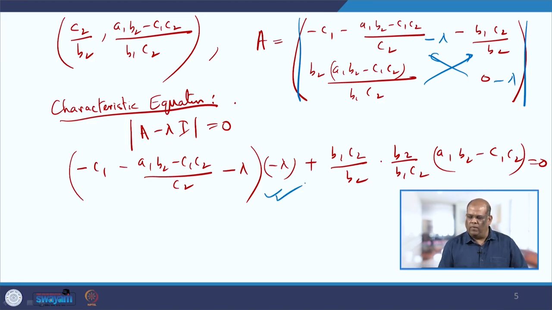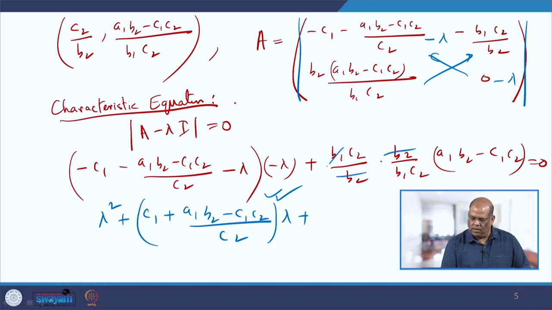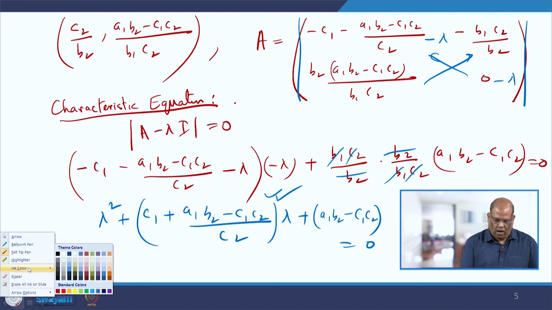So, instead of solving for lambda here, I will just find the characteristic equation. If I multiply this, I will get lambda square plus C1 plus A1 B2 minus C1 C2 divided by C2, multiplied by lambda, plus, these cancel, and you are left with A1 B2 minus C1 C2, which is equal to 0.